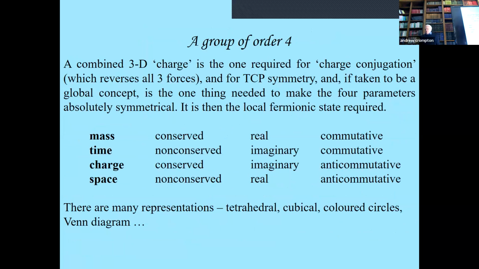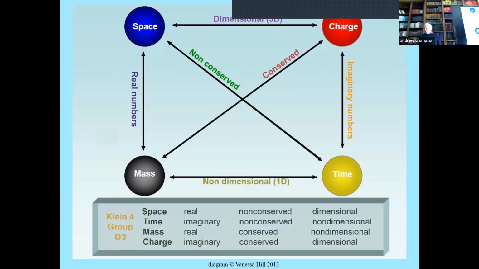And this goes back to something which is very old in my work, that if we do charge in this way, we will have a perfect symmetry between mass, time, charge, and space, which is a group of order 4, the Klein 4 group. And we can represent it in hundreds of ways. I've got tetrahedral represented, cubical, colored circles, Venn diagrams, you name it. Just name me one and I'll probably do a representation. That's one representation. I got my friend Vanessa Hill to do that diagram for me.